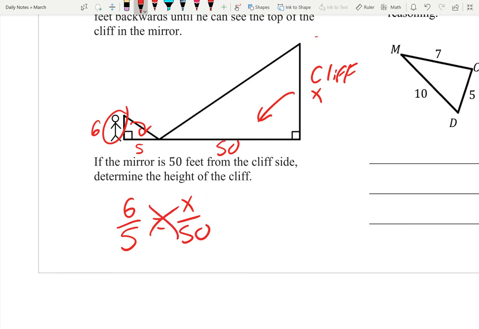So now it's just cross multiply. We're going to have 50 times 6, which is 300, and 5 times x, which makes 5x. So divide by 5, and we're going to have 60. x is equal to 60. So the height of the cliff is 60 feet tall.